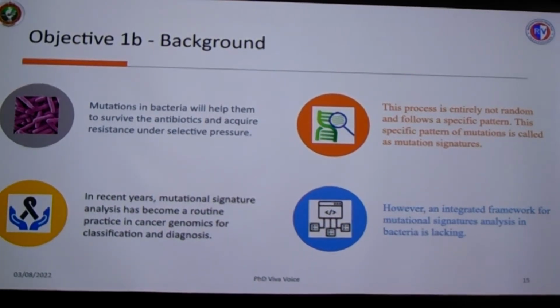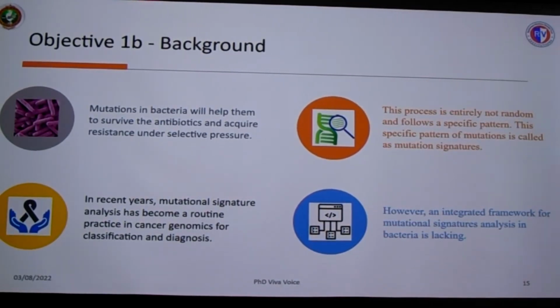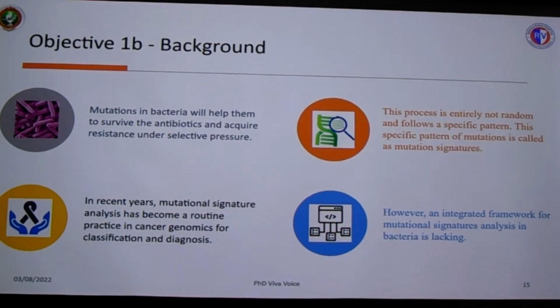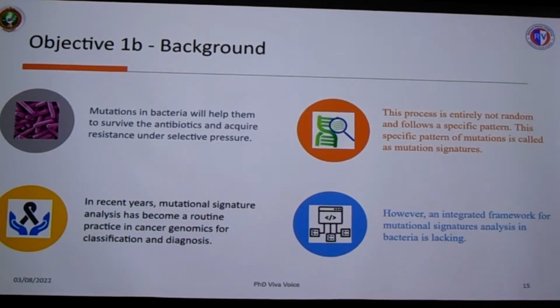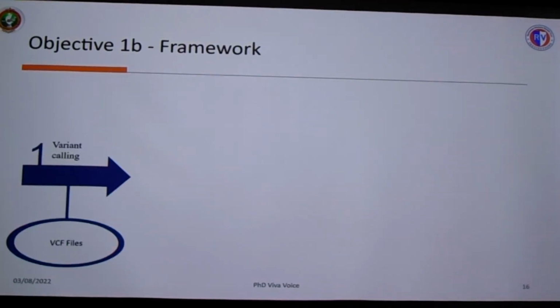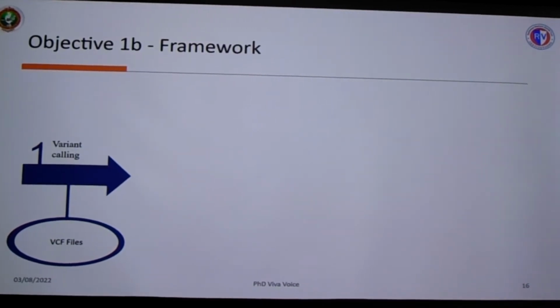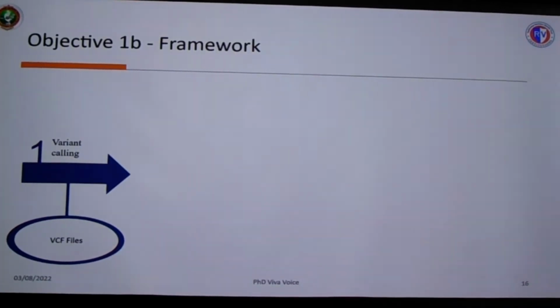So when I looked into that, there was no integrated framework available for mutation signature analysis of bacteria. So this led to the development of this framework. The first step we require is a variant calling file, which can be obtained from the first objective by the GATK pipeline. Basically, it tells you what mutations are present in the given sample.